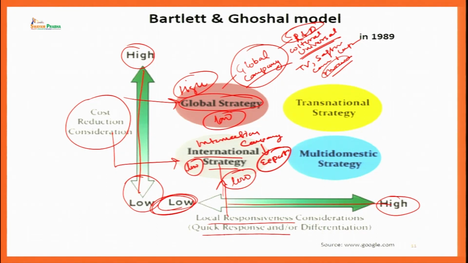On the other side, when we move to this continuum of local responsiveness, where the pressure is very high and cost reduction pressure is low, the multi domestic strategy lies on high local responsiveness pressure and low cost reduction pressure. That means these are those companies who can charge a little higher, but the product has to be as per my taste and preference. You just imagine the time when pizza was launched in the Indian market around 98 or 99.